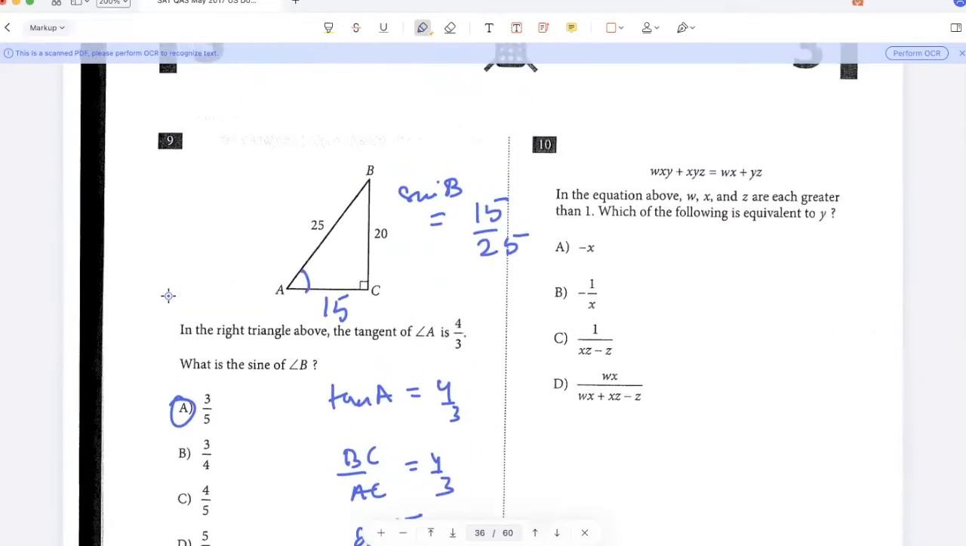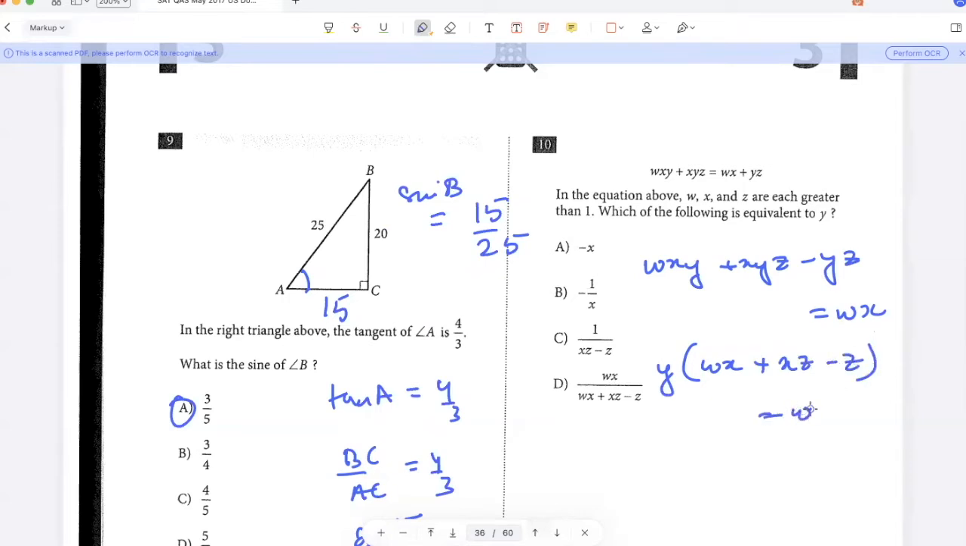In the equation above, W, X, and Z are each greater than 1. What is the equivalent of Y? Okay, so WXY plus XYZ minus YZ is WX. So I brought all the Y terms together. So Y times (WX plus XZ minus Z) is WX. So Y is WX divided by (WX plus XZ minus Z). WX by WX plus XZ minus Z. So that's D.